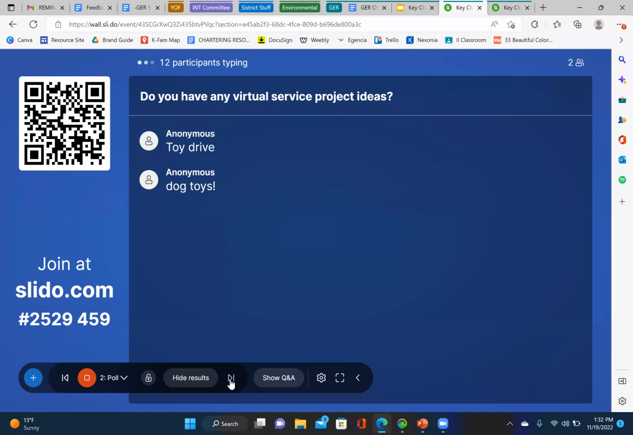Dog toys, that's a really good idea. Toy drive. Love free rice.